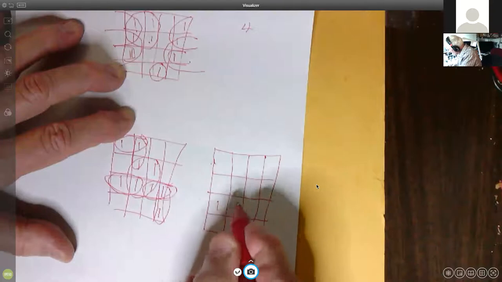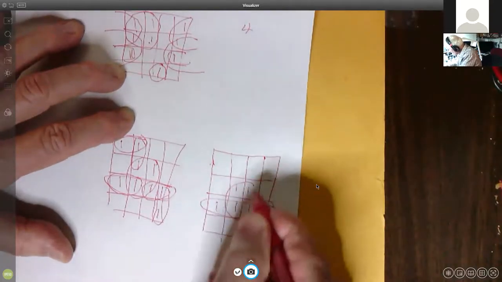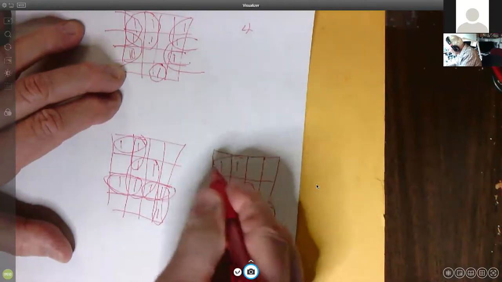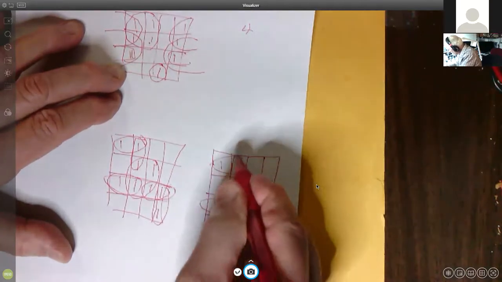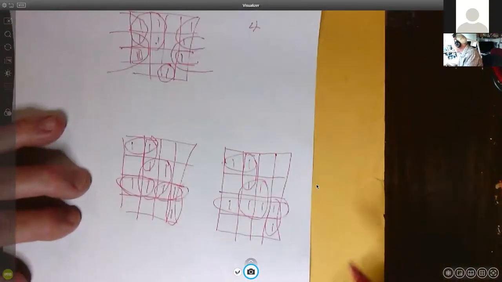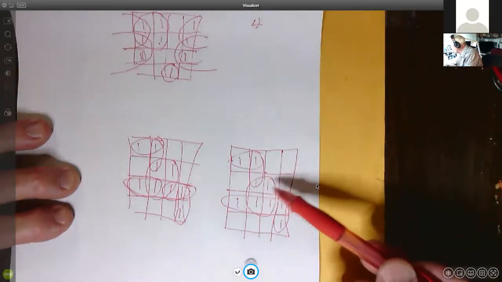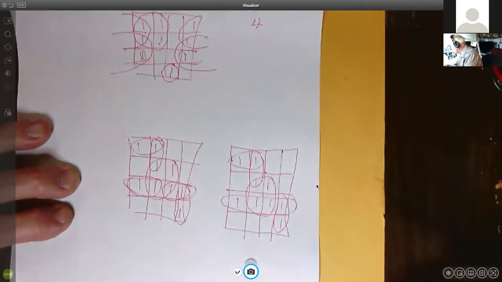Okay, so we have this whole row, we've got this group of four, we've got these two, a group of two, but there's also a group of two there, and there's a group of two here. Okay, so how many prime implicants? So you have 1, 2, 3, 4, 5.